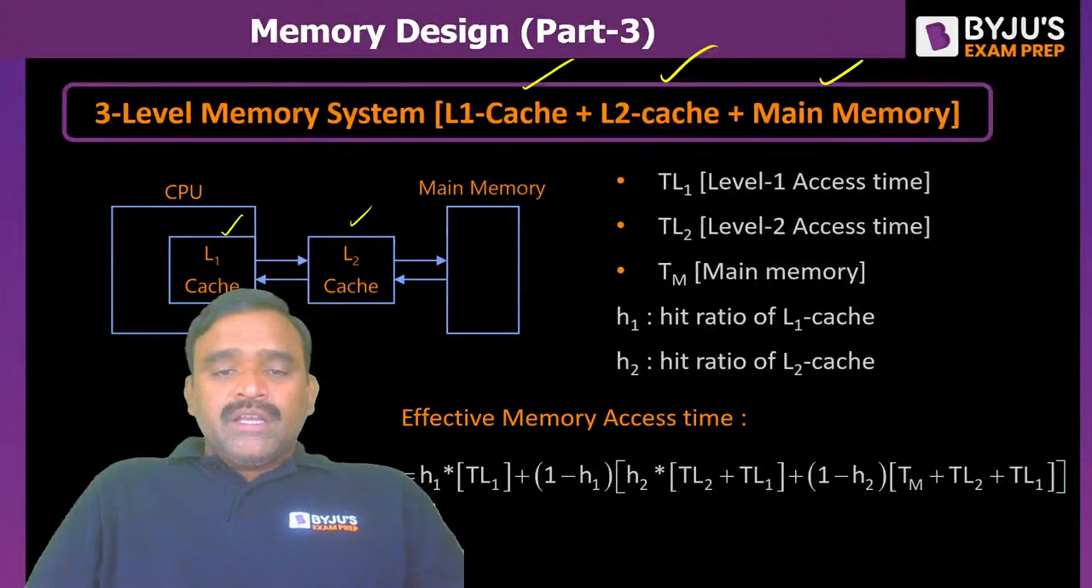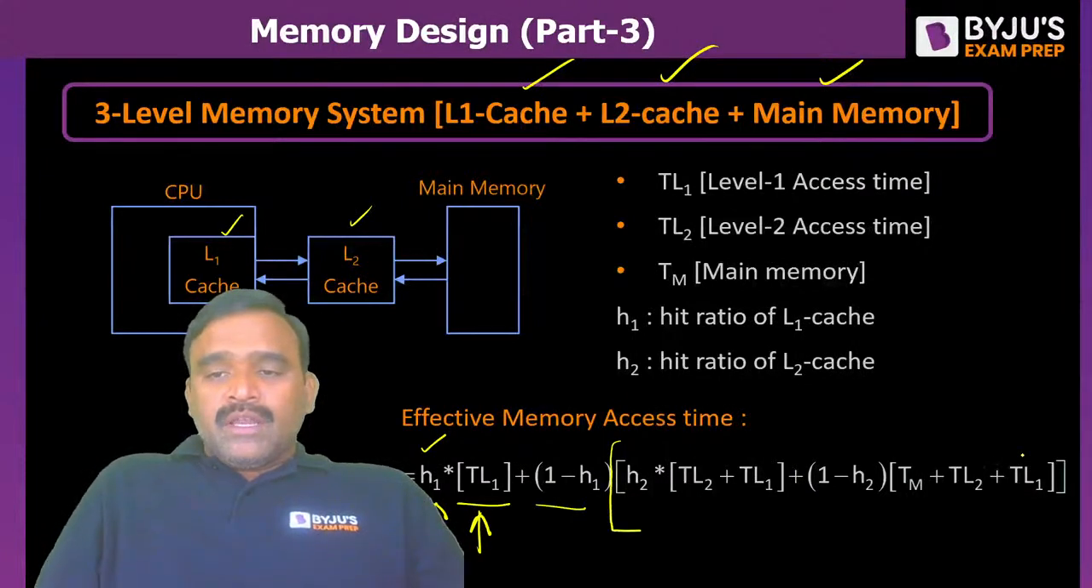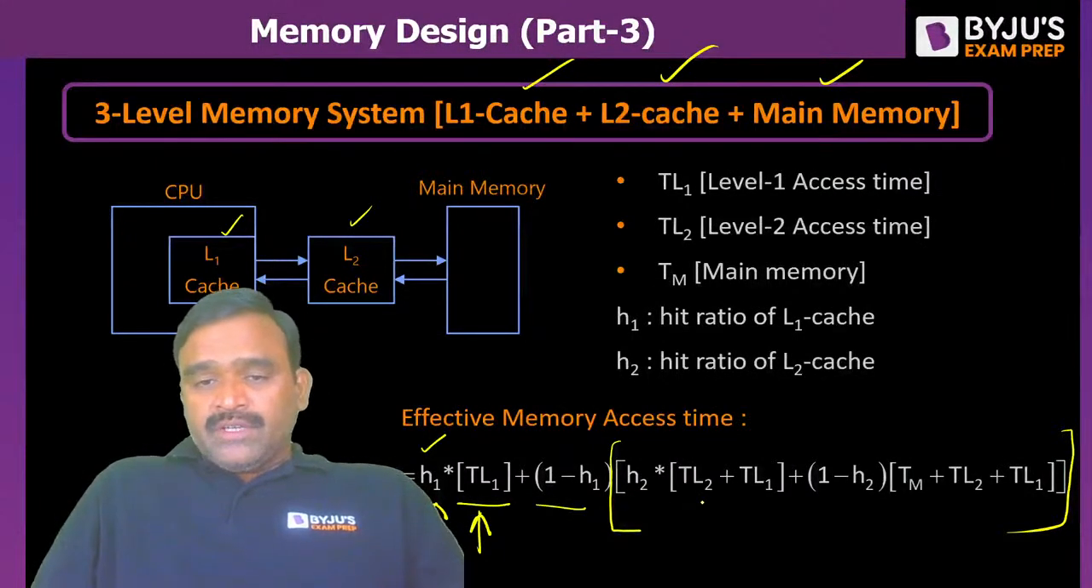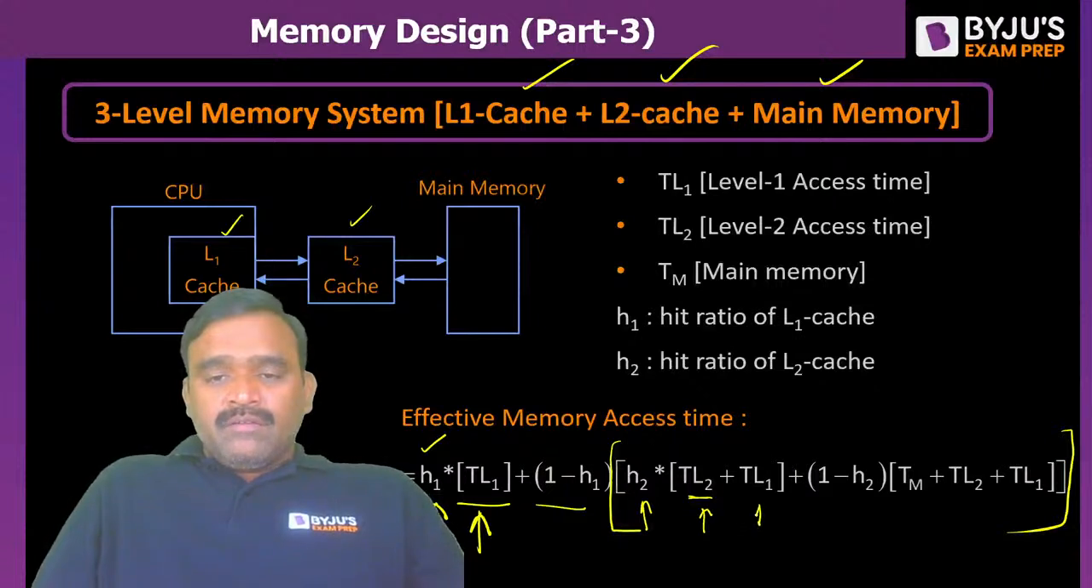H1 is the hit ratio. When there is a hit in the level 1 cache, we directly access the data from level 1 cache. When there is a miss in the level 1 cache, that is 1 minus H1, the entire thing, this one. When there is a miss in the L1 cache, then only either L2 or main memory comes into the picture. If it goes to L2, a certain percentage of hits will be there. If H2 is the hit ratio of L2, then we have to access the data from level 2 cache, and the same thing should be made available in level 1 cache. So TL2 plus TL1 is multiplied by H2, plus 1 minus H2 is for when there is a miss in the level 2 cache.